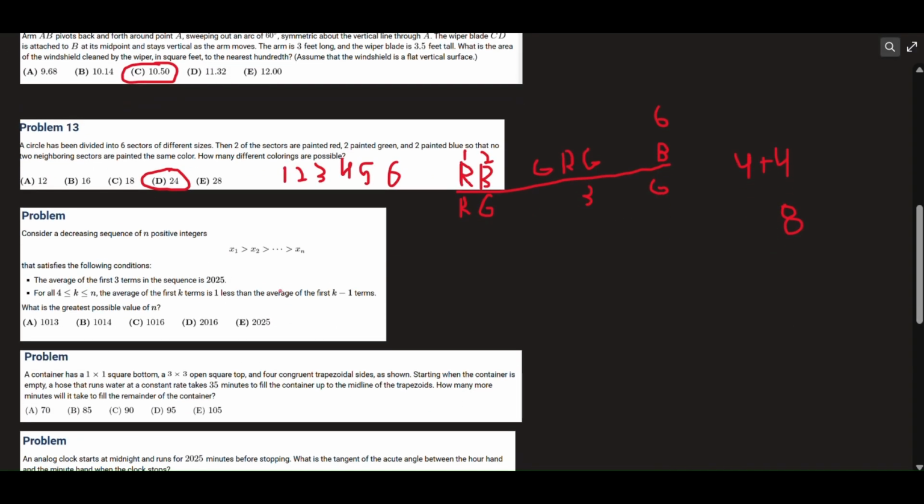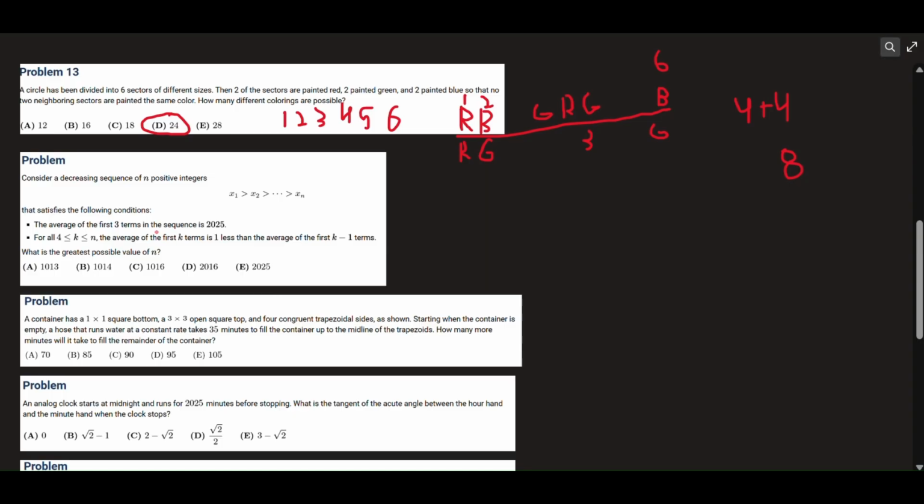Moving on to question 14, what we have is that the first 3 integers, their average is 2025. The first 4 integers have an average of 2024, and the first n integers have an average that is like 2028 minus n. So we can work with this, letting Sn be the sum of the current terms. So given Sn is the sum of the current terms, how we can work is we know that S of 3 is 2025 times 3.